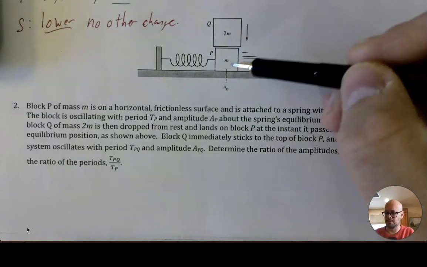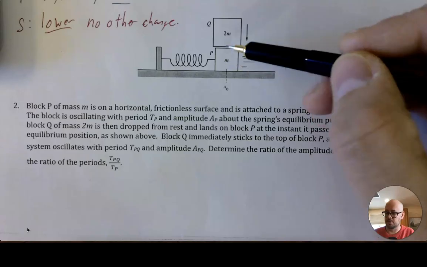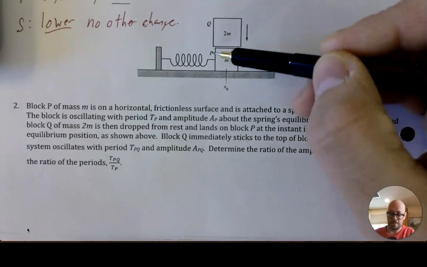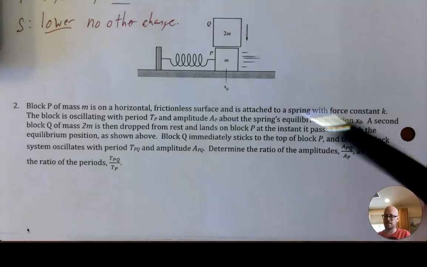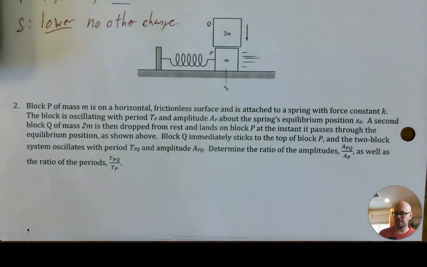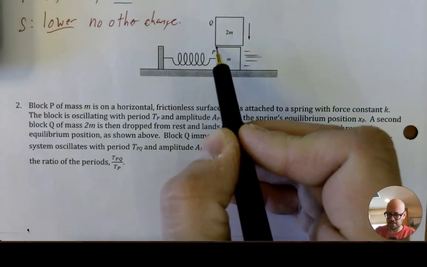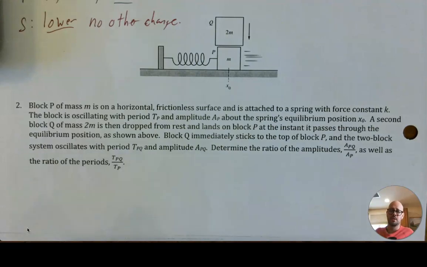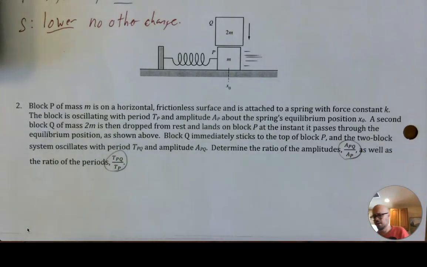So basically we have this block of mass M oscillating on a spring. It's block P, and then block Q is dropped directly on it. Block Q has twice the mass of block P, and they continue to oscillate. Now there's no friction on the floor, but there's considerable friction between the blocks, so they're going to stick together right away. I'm looking for two things: the ratio of the amplitudes before and after, and the ratio of the periods before and after.